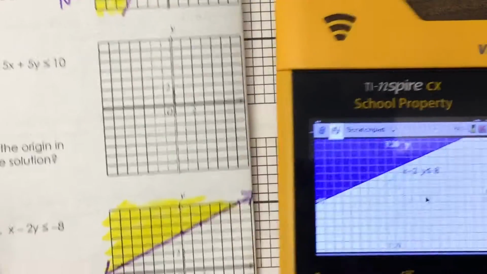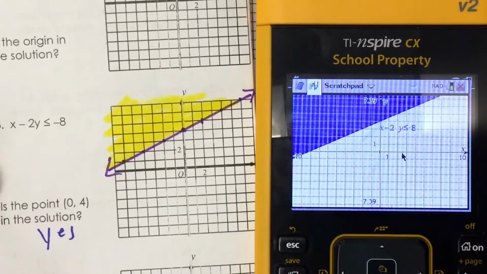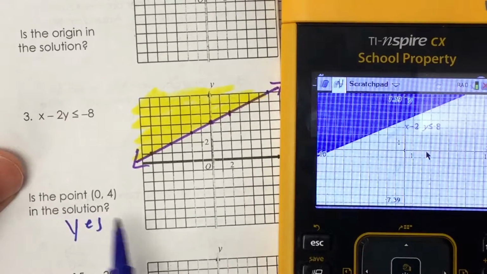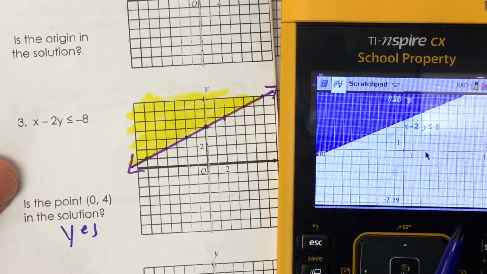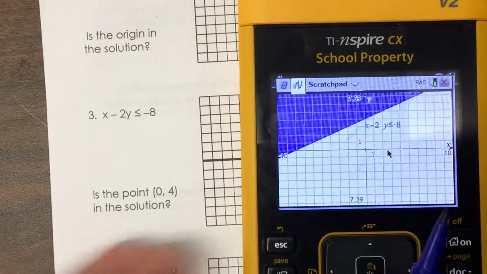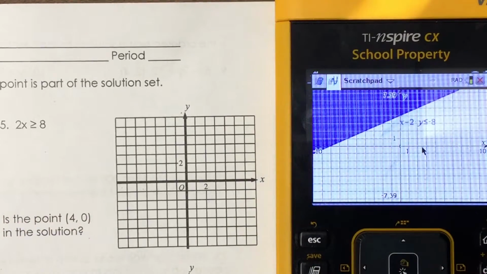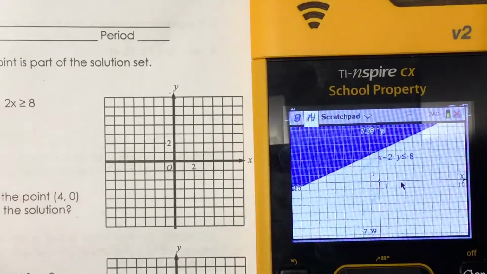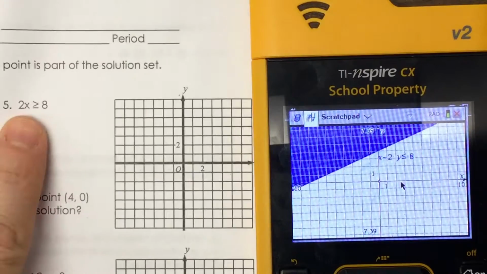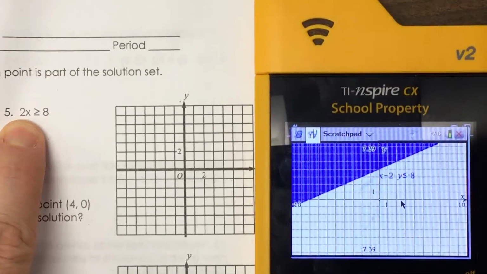So I graphed it by hand ahead of time, just to show you. There's the comparison, and I put yes, it is part of the solution. All right, let's go ahead and do number 5. Number 5 is a little different. There's no y in here, there's just x.